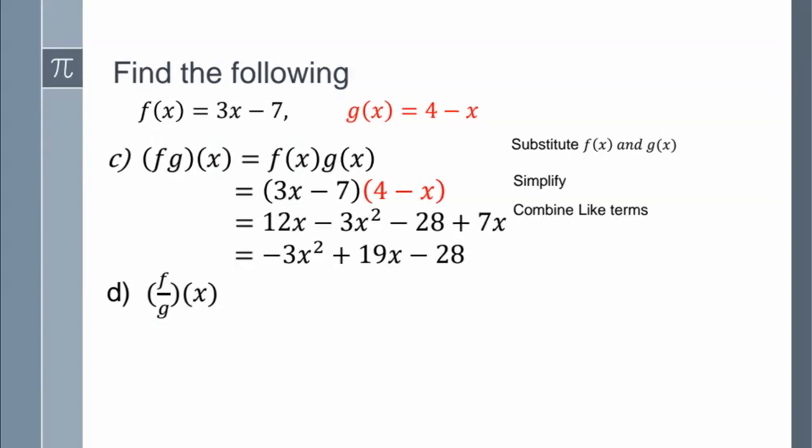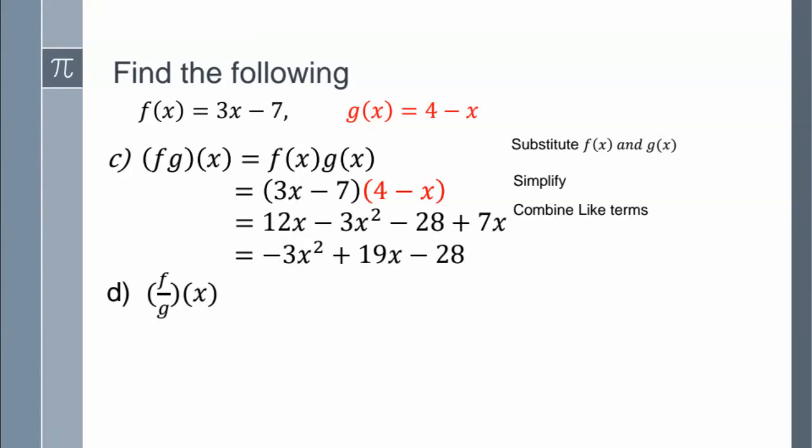Again, you don't have to do this, but I like to put this in standard form, which is in descending order of my exponents. I have a minus 3x squared plus 19x minus 28. But you don't have to do this, okay? As long as you have the terms correctly, the computer is going to mark it correct.